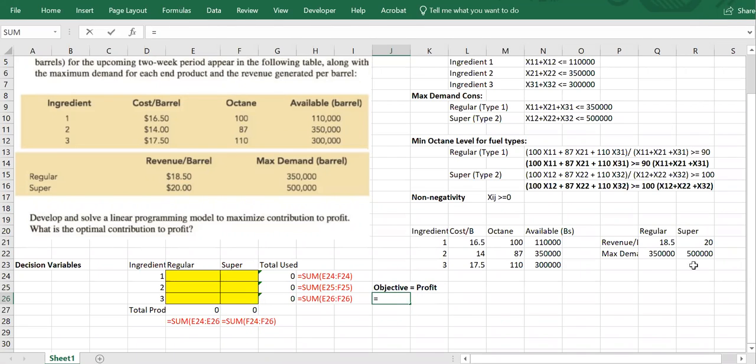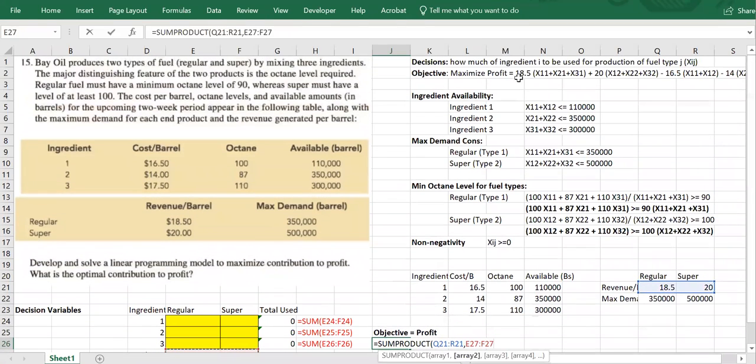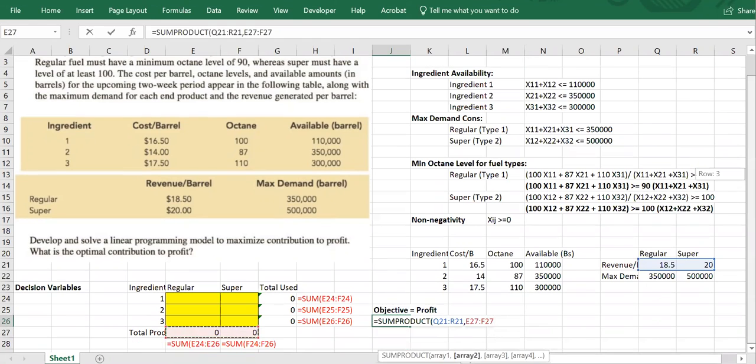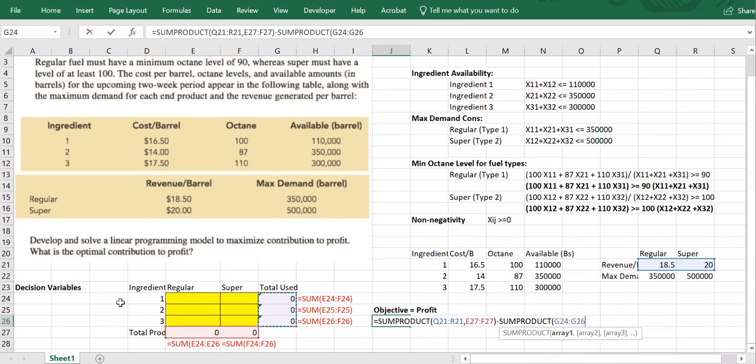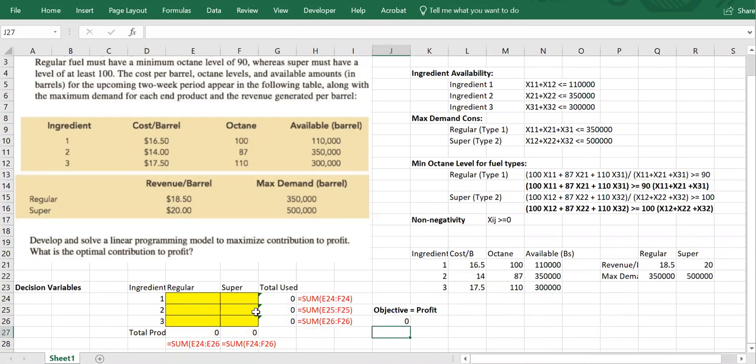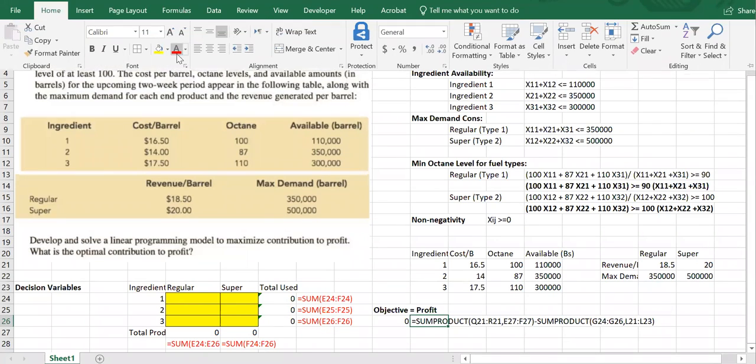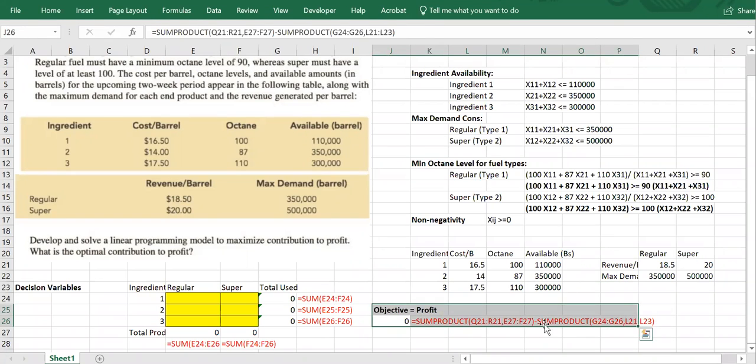I can go ahead and write down the profit, the revenue first. So it's going to be sum product of 18.5 and 20 by the total production of regular and super. I'm following exactly what I've already written here. 18.5 times the total production of regular plus 20 times the total production of super, minus sum product of the total amount of each ingredient used multiplied by cost per barrel of each ingredient. So that would be my objective function, the total profit, all right.